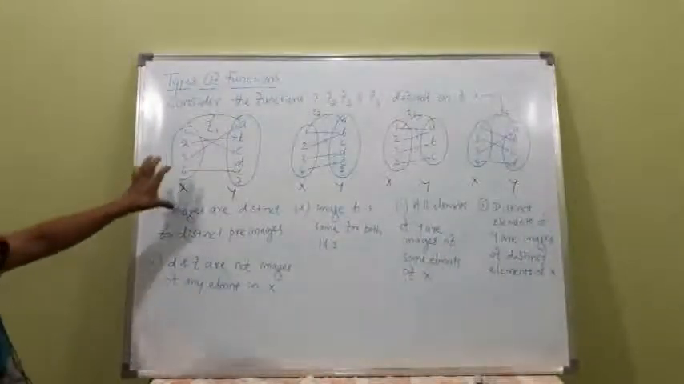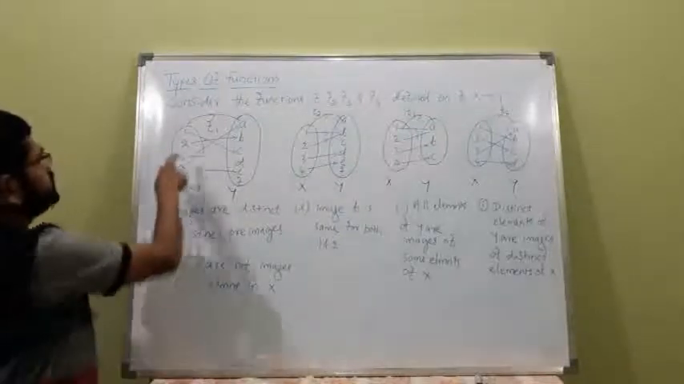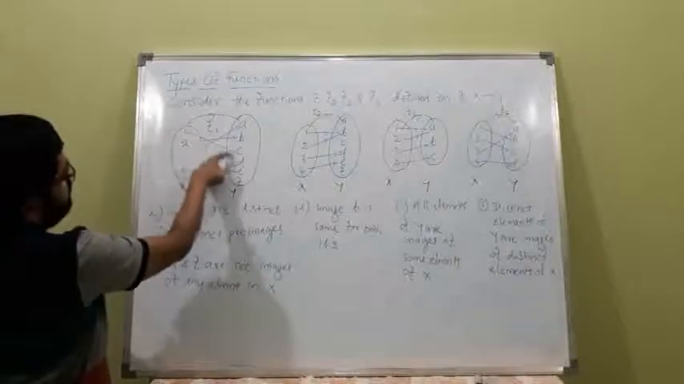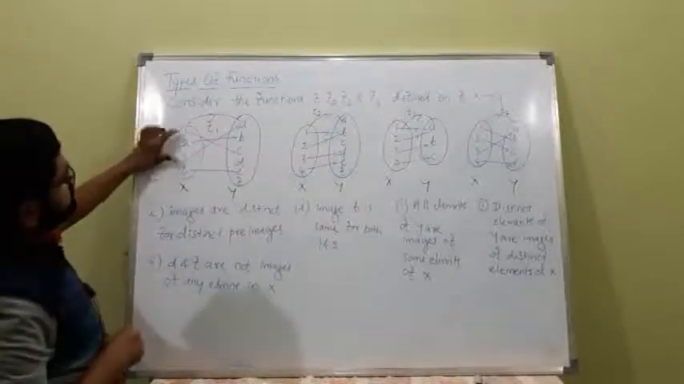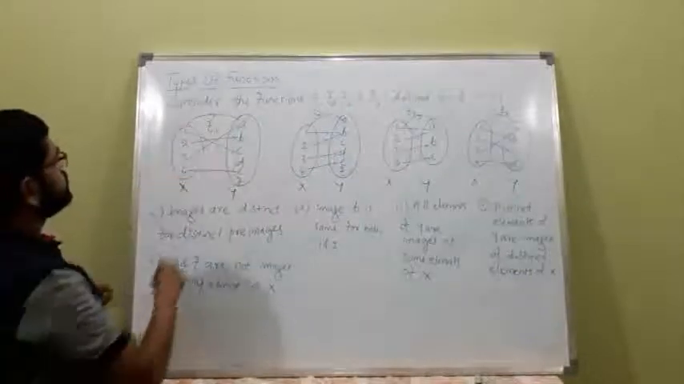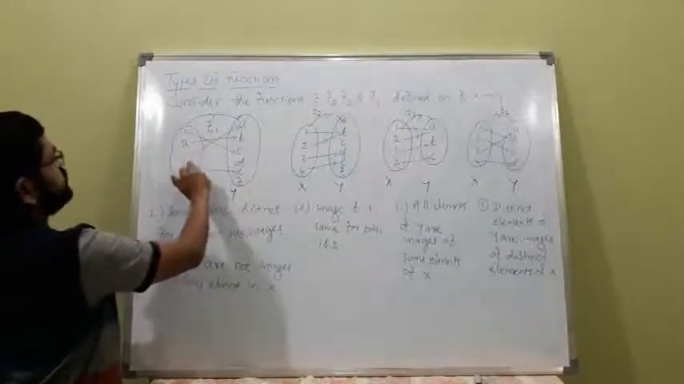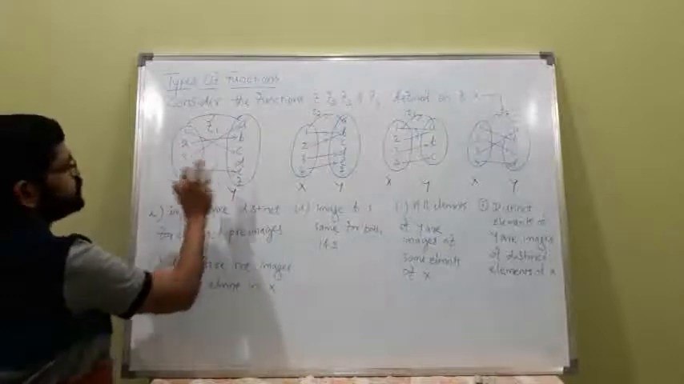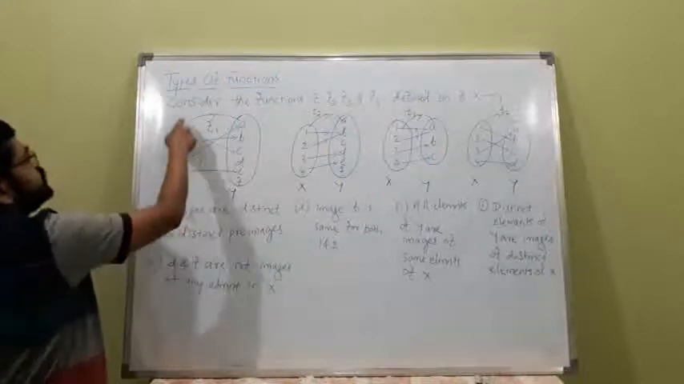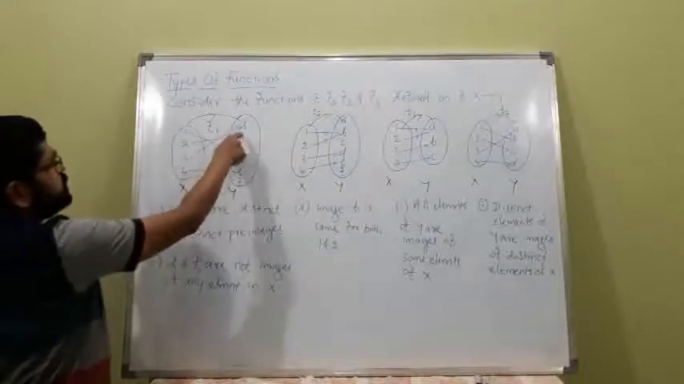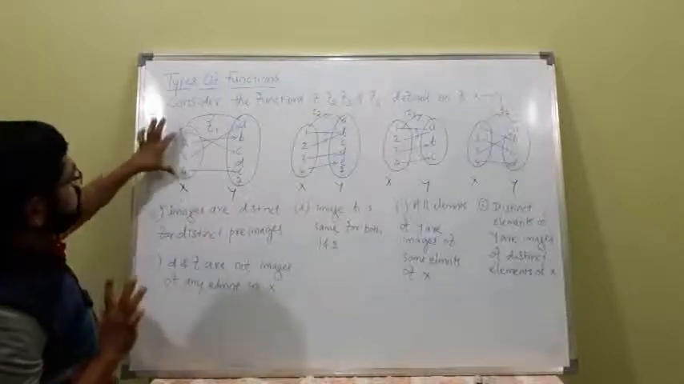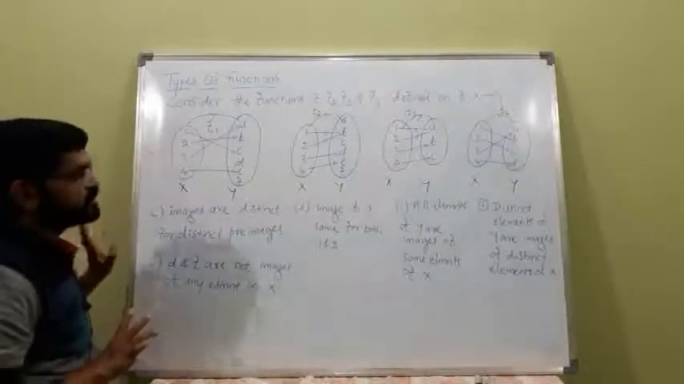Okay. Now carefully observe the diagram. Here 1 is mapped to C. That means f of 1 is equal to C. f of 2 is equal to B. f of 3 is equal to A. f of 4 is equal to E. That means all the elements 1, 2, 3, 4 are mapped from domain to codomain. No element is left out here.